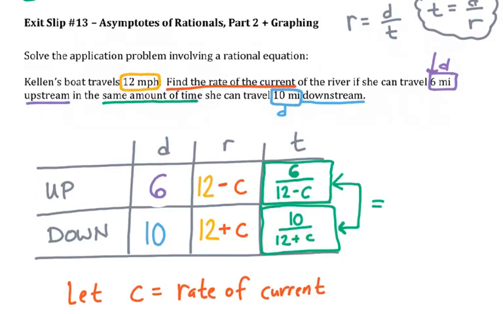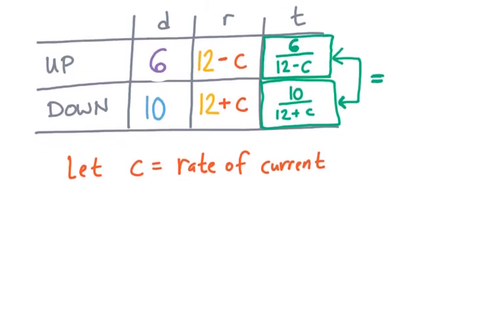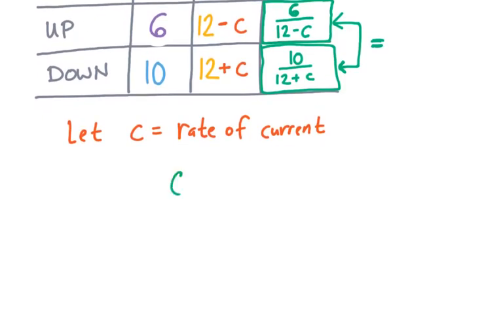Now, those two quantities can be set equal to one another because the time up and the time down are the same. I don't even really care about how much time it was. I just need that relationship that they're equal to build an equation. So I'm going to go ahead and set the time up, which was 6 over 12 minus c, equal to 10 over 12 plus c.